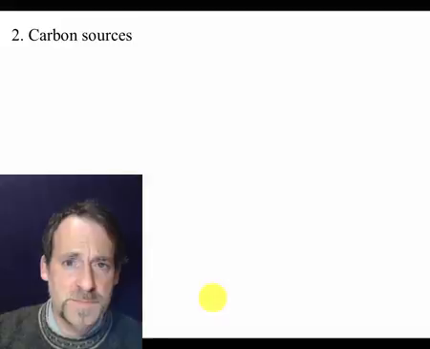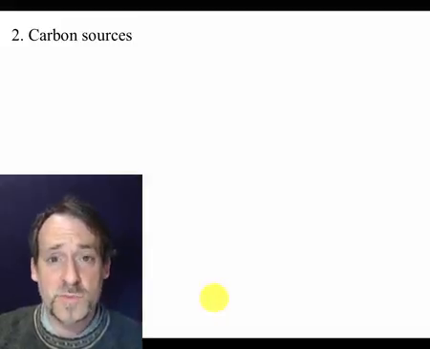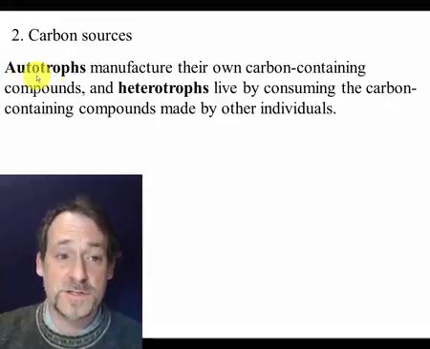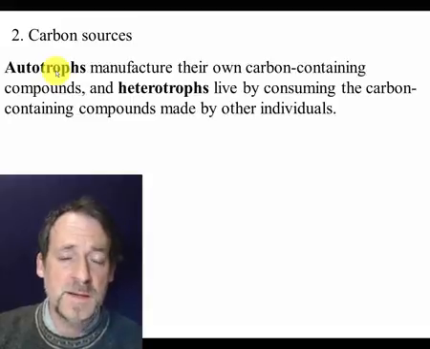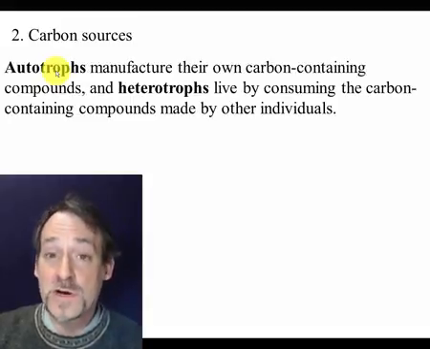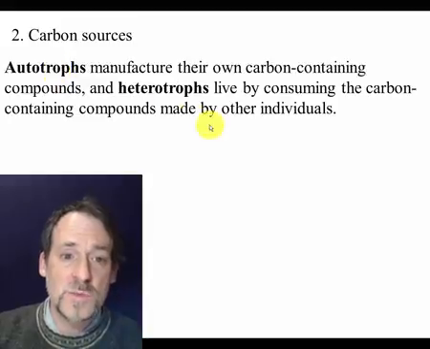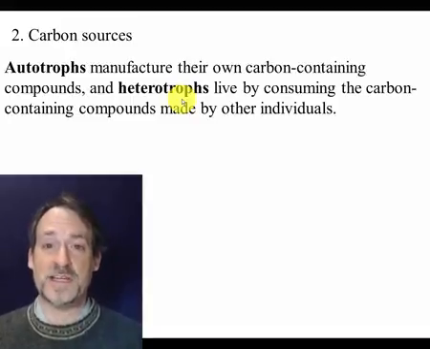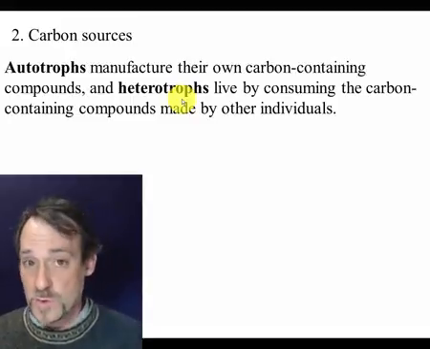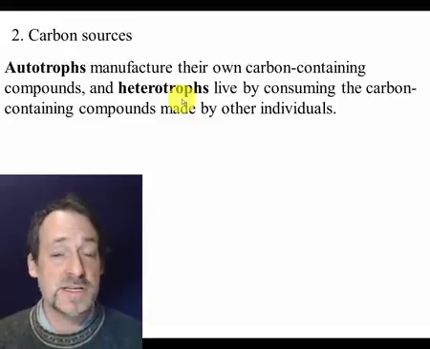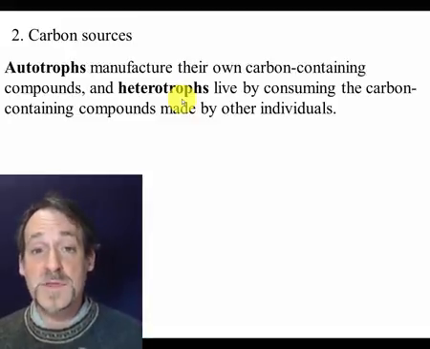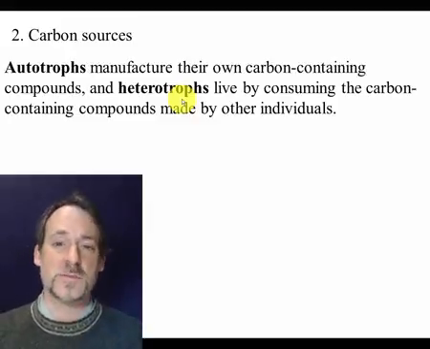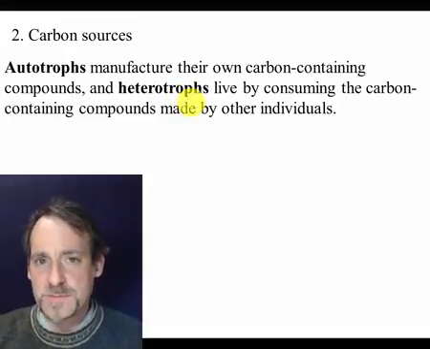As far as carbon sources, there are a few different ways of getting carbon as well. Autotrophs are what we call self-feeders. Auto means self, again, troph means to eat. And these are organisms that can manufacture their own carbon-containing compounds. Whereas heterotrophs, other eaters, live by consuming carbon-containing compounds that were made by other organisms. Those can be bacteria, those can be archaea, those can be plants, animals, fungi. Something else stored up those carbon-containing compounds, and heterotrophs live by taking those carbon compounds away from those organisms.